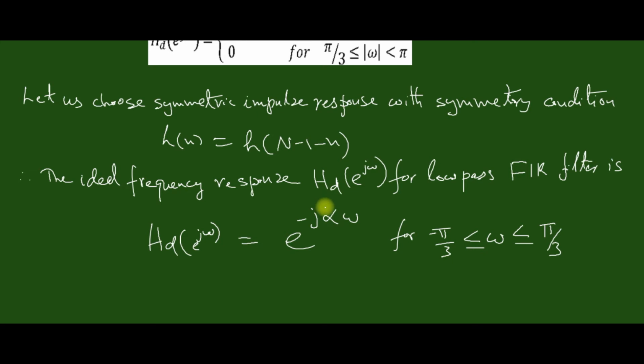The ideal frequency response HD of e raised to j omega for low pass FIR filter is given by HD of e raised to j omega equal to e raised to minus j alpha omega for omega between minus pi by 3 and plus pi by 3, where alpha is given by (N minus 1) by 2. In our case, capital N equal to 9, so (9 minus 1) by 2 equal to 4. So we can write alpha equal to 4.